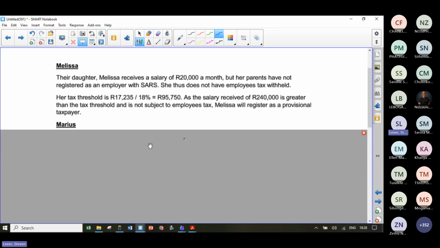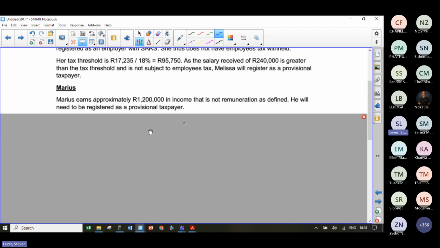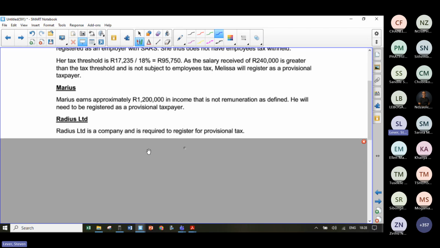And Marius is a simple one. What happens with Marius? He's earning 100 a month that's not subject to tax. He's an independent contractor. He has to register as a provisional taxpayer. Why? Because he's got 1.2 million that's not remuneration. He has to register. He's above the threshold. And then with the company Radius Limited, all companies have to register for provisional tax unless they're a PBO, guys, or a sporting association.